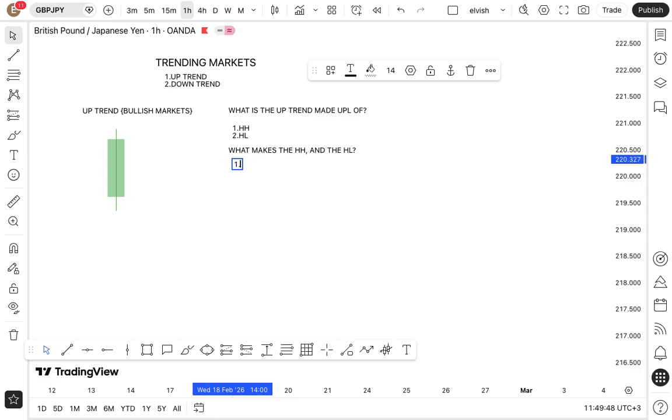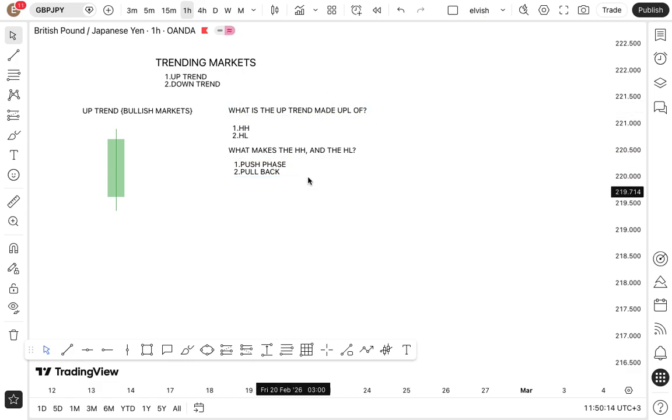The higher high is made up of a push phase. One, it's made up of a push phase. And then two, a higher low is made up of a pullback. This is the only thing you need to know if you're dealing with an uptrend: that the uptrend is made up of higher highs and higher lows, and what makes the higher highs and the higher lows is the push phase and the pullback.